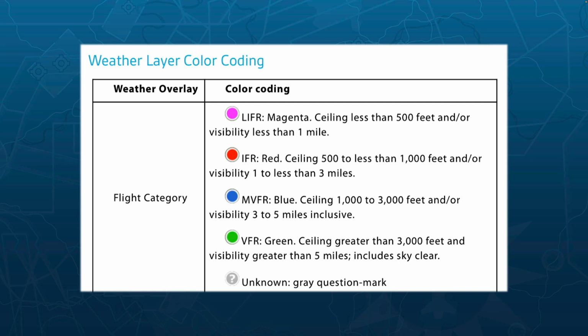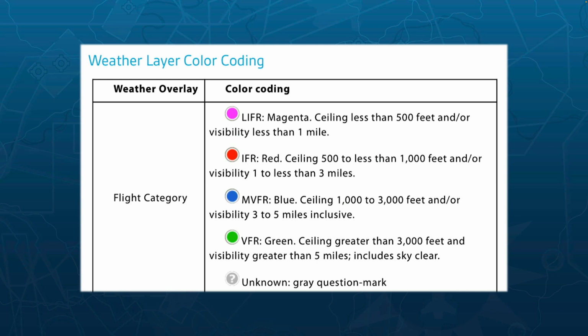A red dot is IFR. And that's going to be ceilings at 500 to less than 1,000 feet, and or visibility 1 mile or less. And then we've got our low IFR, which is magenta, ceiling of less than 500 feet and or visibility less than 1 mile. So you can overlay the flight category on the map.